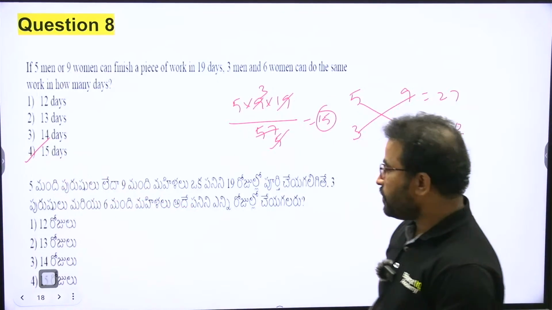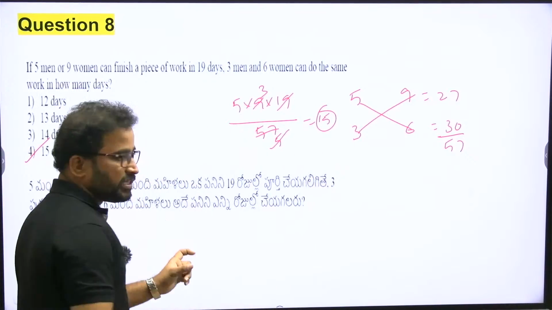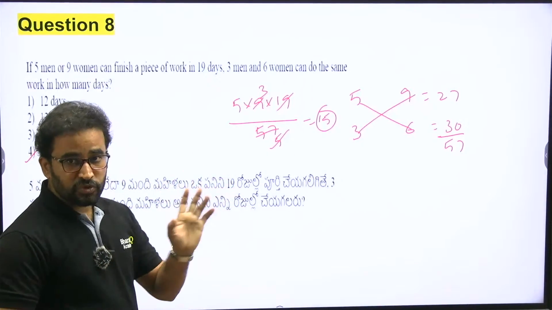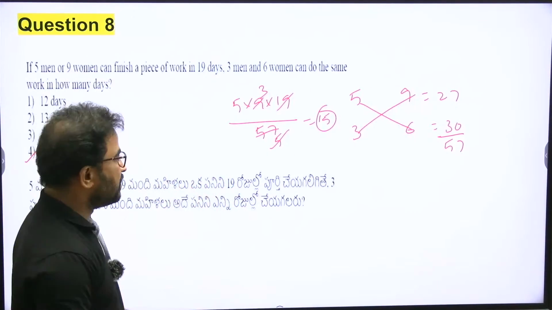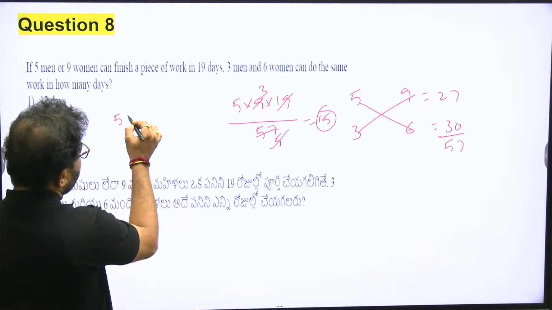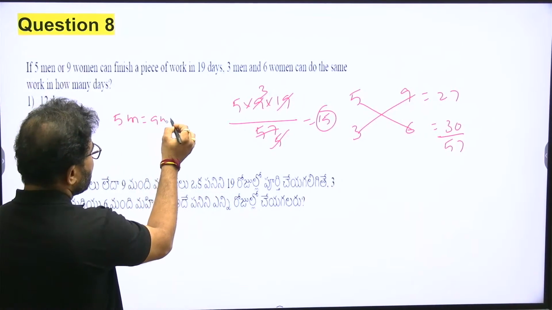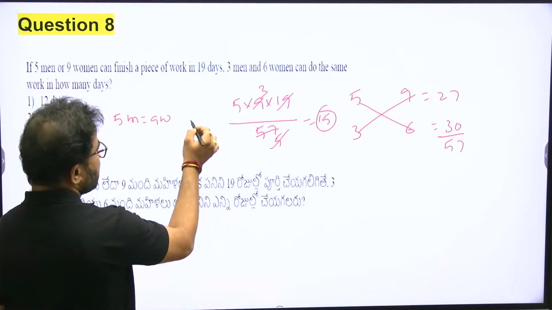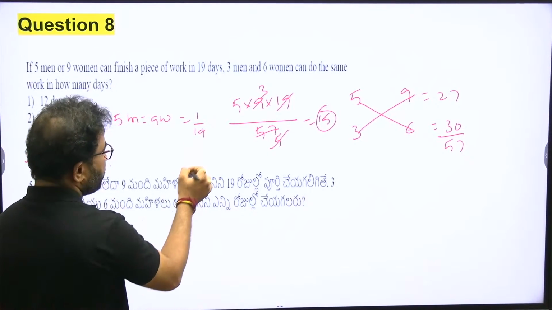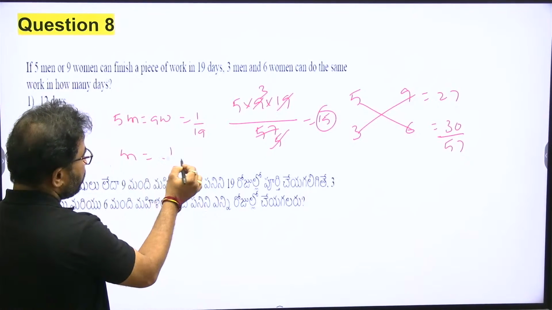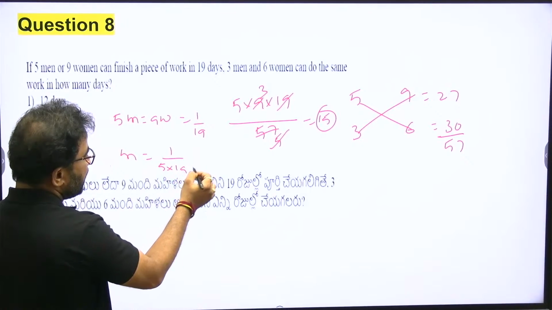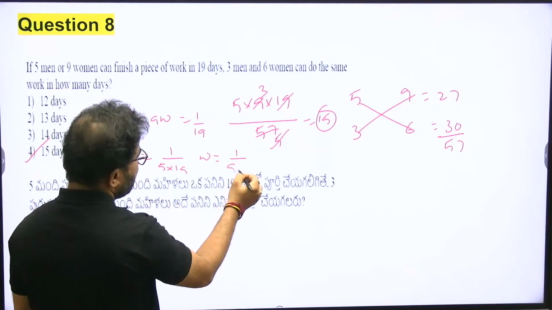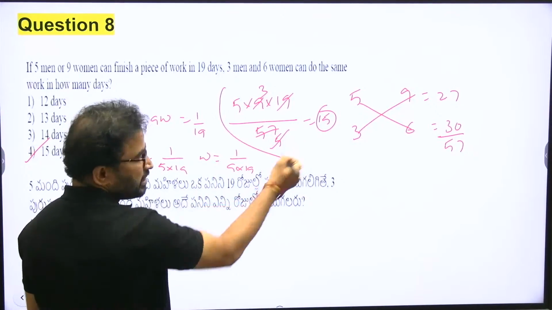For example, if you want to work this out in the method-based form, it will take almost 5 to 10 minutes, because you need to work out the 5 men's capability and 9 women's capability, both are the same. Based on that, everyday work is equal to 1 by 19. Now men is equal to 1 by 5 into 19 and women is equal to 1 by 9 into 19. This is the method-based approach.